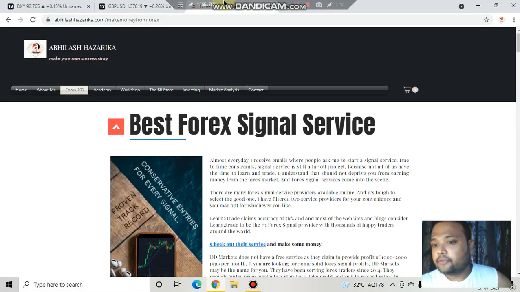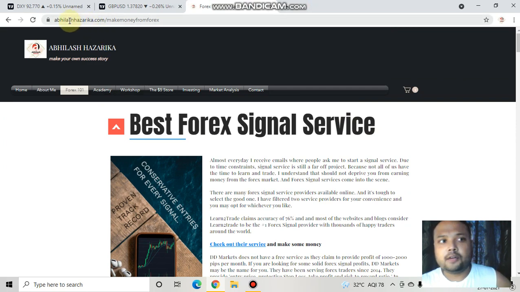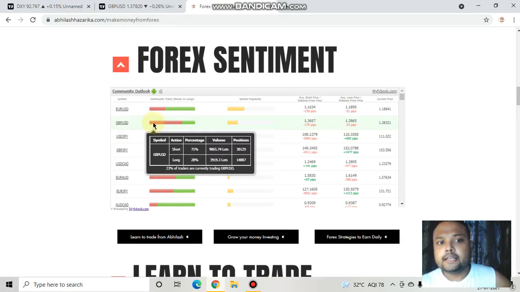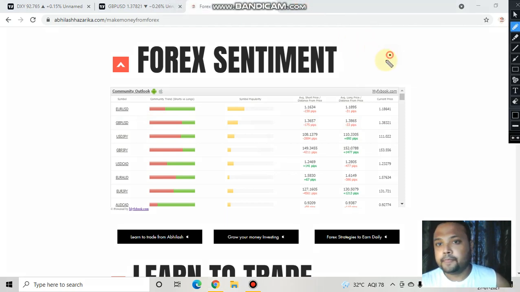And if we look at the Forex sentiment meter, you will find the Forex sentiment meter on my website avillashhazarika.com, under the Forex 101 section. In the Forex sentiment meter, you can see that 71% of retail traders have taken a short position, and 28% of retail traders have taken a long position. And as we all know, more than 90% of retail traders lose money, and they have taken a short position.